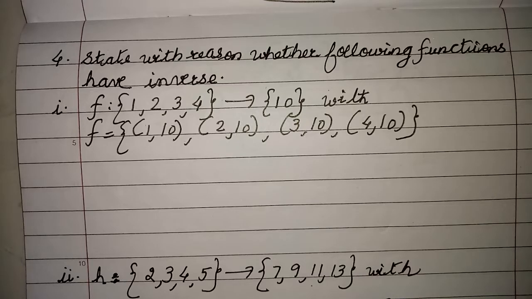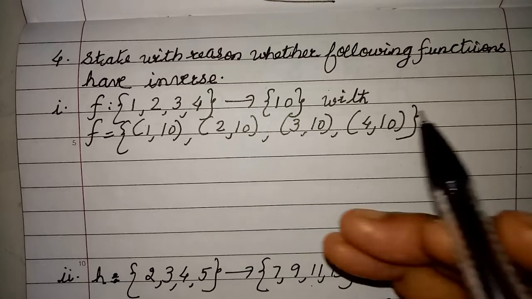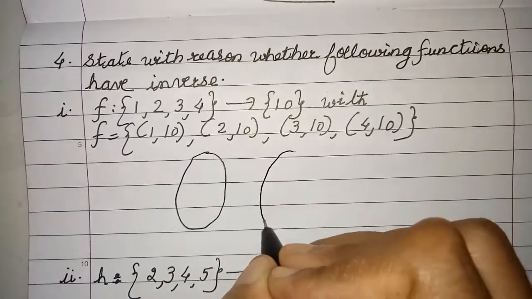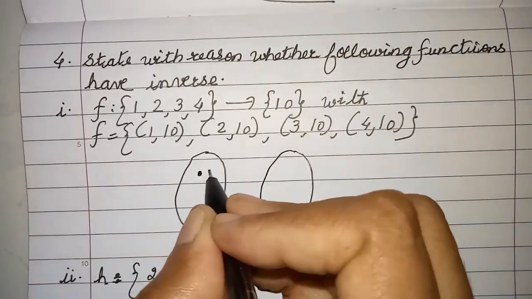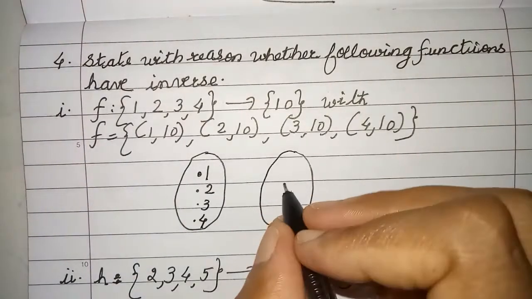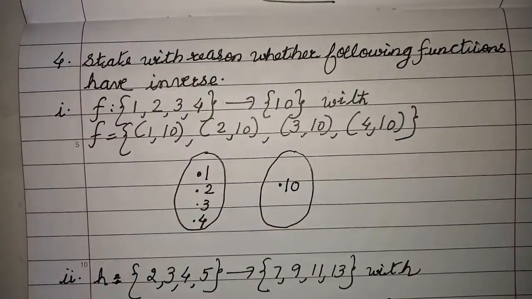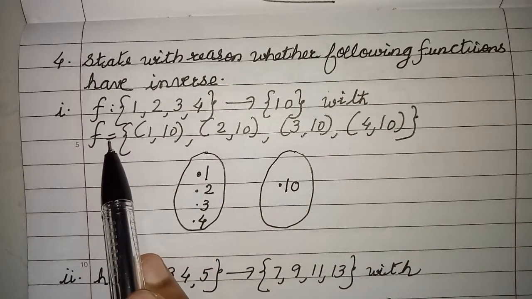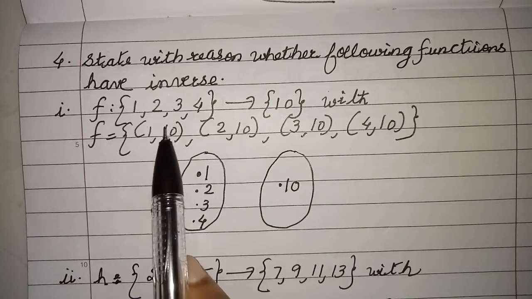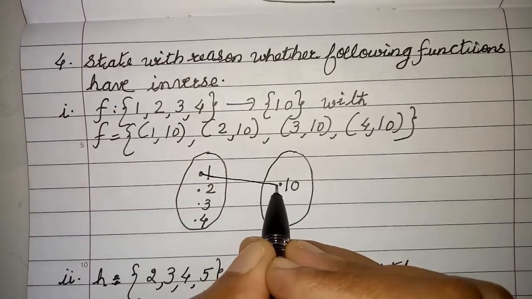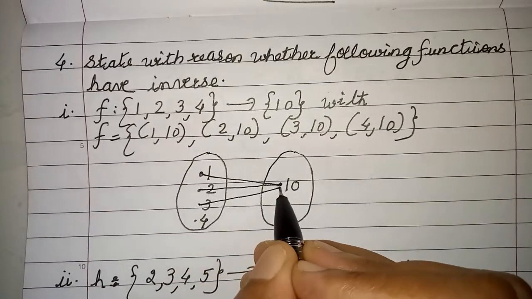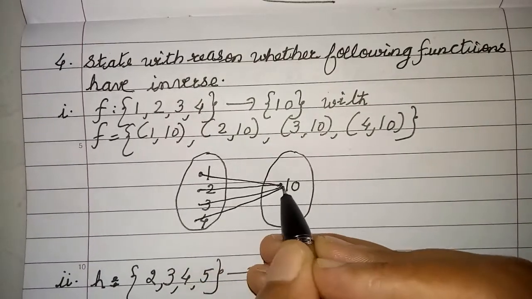So bijective means injective and surjective. Let me represent this diagrammatically. I have one set here and one set here. In the first set my elements are 1, 2, 3 and 4. In the second set I have the element 10. Now you know how to read this. Yesterday we saw this kind of problem, right? So f of 1 is 10, f of 2 is also 10, f of 3 is also 10, f of 4 is also 10.